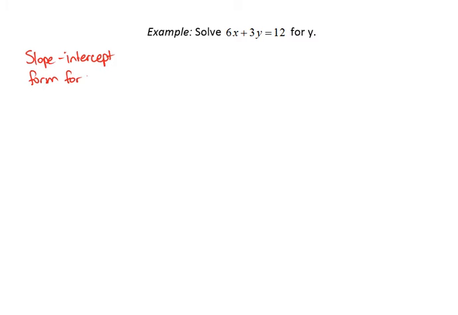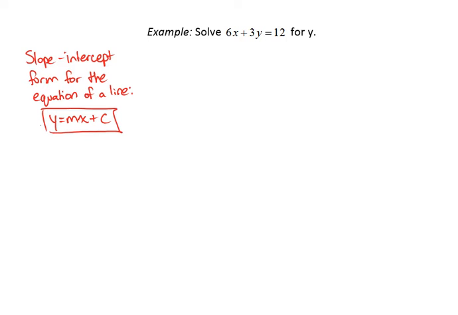And this form is really important because it's the easiest one to use and interpret. The slope-intercept form for the equation of a line is y equals mx plus c, where m is your slope and c is your y-intercept. So whenever we're working with lines, we usually want to get it in this form because it's advantageous. It's easy to graph by hand from this form.